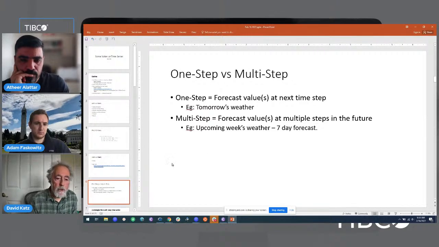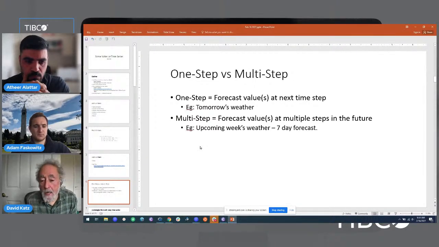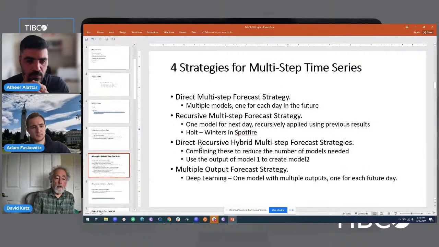Okay, so let's take a few minutes to switch gears and talk, in general, about different types of time series models. Often the simplest idea is to forecast values for the next day, the next week, the next month, whatever you have. So tomorrow's weather is an example of a one-step forecast. But often, on your phone, you can see a forecast for the whole week. So that's a slightly different type of model. So actually, there are four strategies that are widely used.